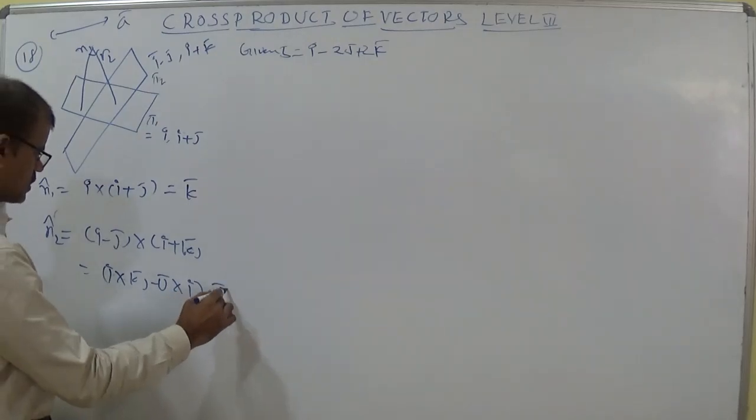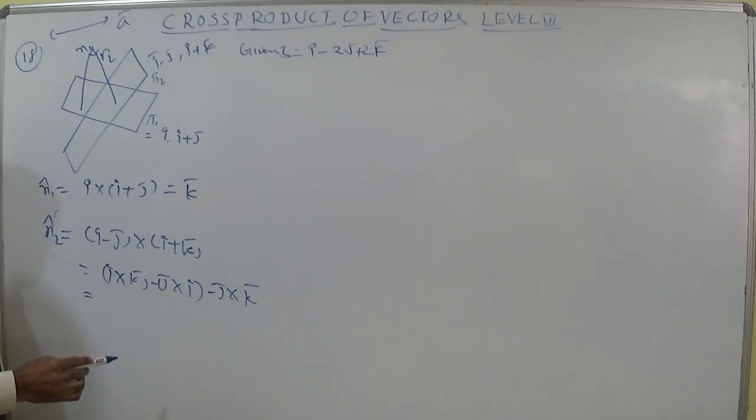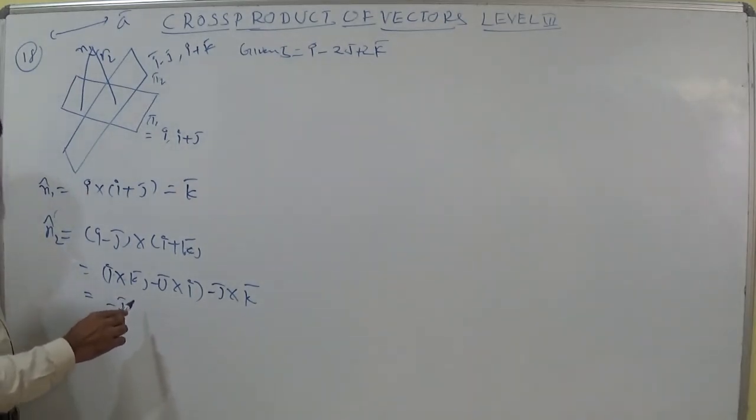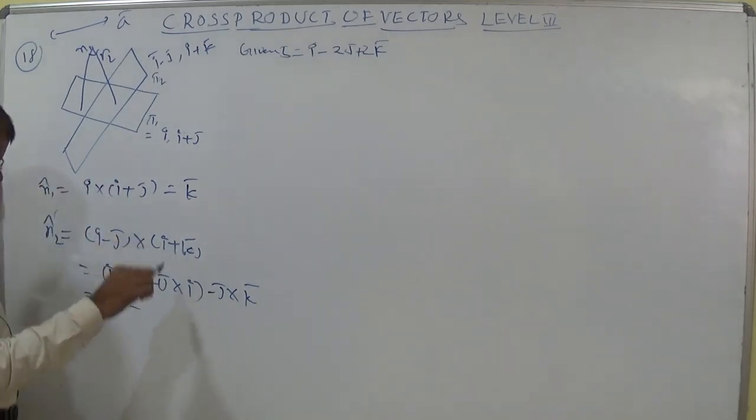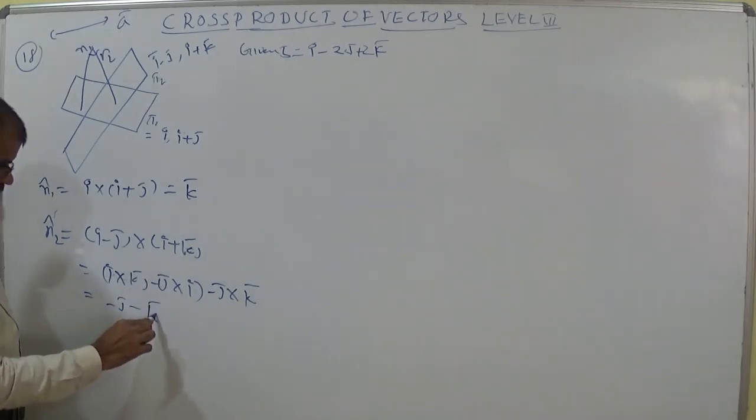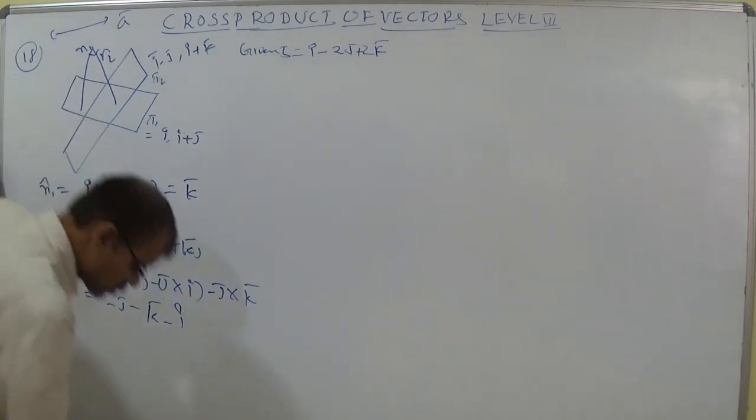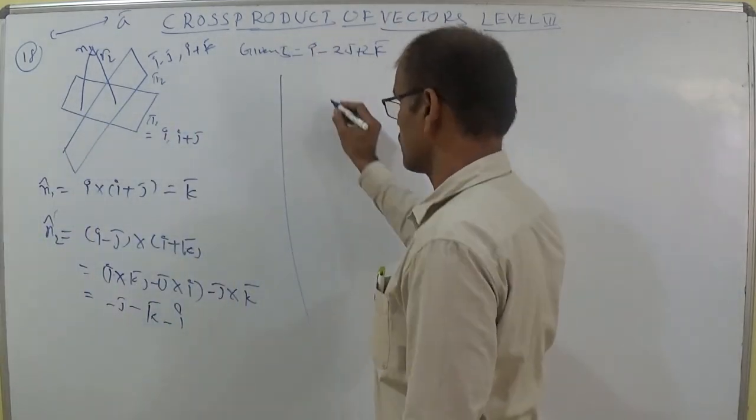Next, minus j cross k. Generally k cross i is j, so i cross k is minus j. Minus j cross i is minus j cross i, which gives plus k, and j cross k gives i bar, so minus i. So we get minus i, minus j, minus k.